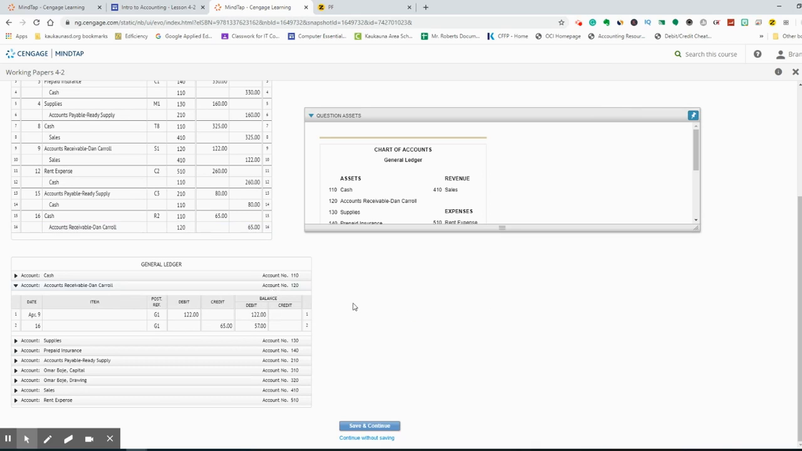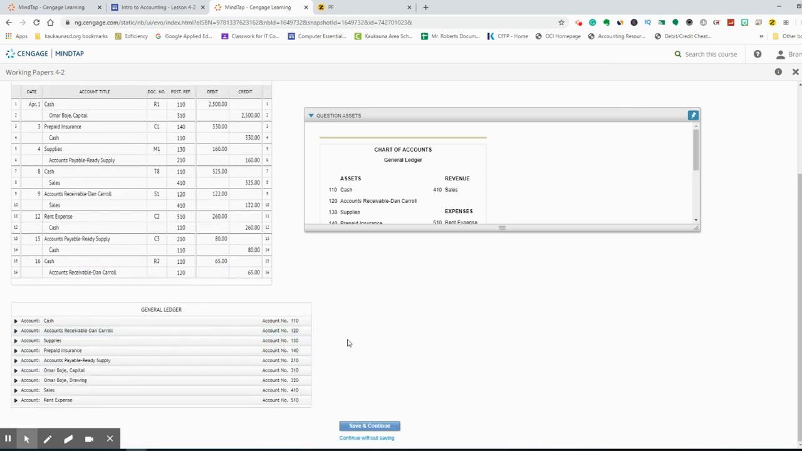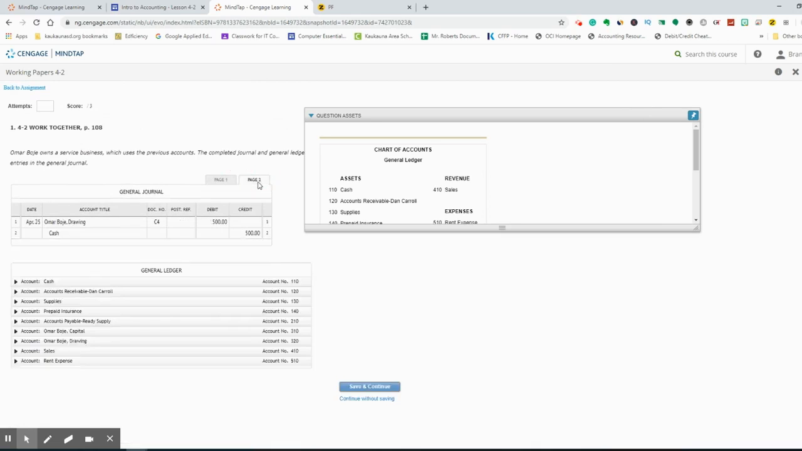Okay. And now, what would really stink is if you don't remember to move to page 2. So remember to move to page 2. This is just changing our general journal to page 2. Nothing else.